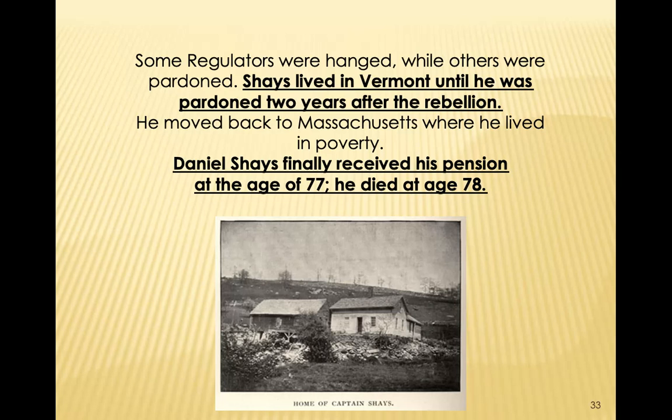So some regulators are hanged while others are pardoned. Daniel Shays himself lives in Vermont until he is pardoned 2 years after the rebellion. He then makes his way back to Massachusetts, where he lives in abject poverty. He finally does receive his pension at the age of 77, but doesn't quite get to enjoy his pension. He dies a year later.